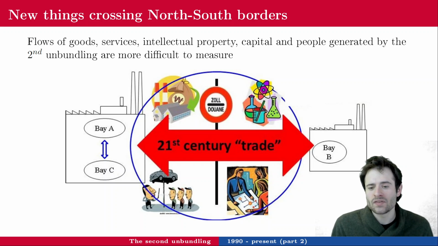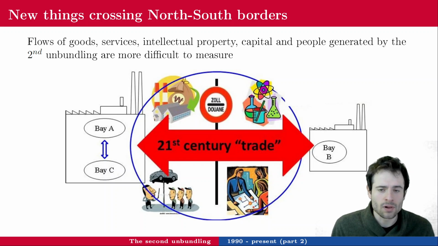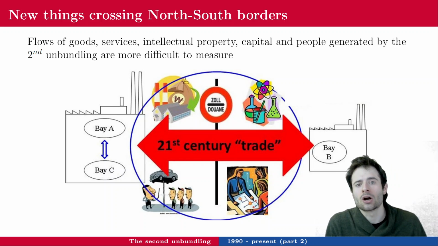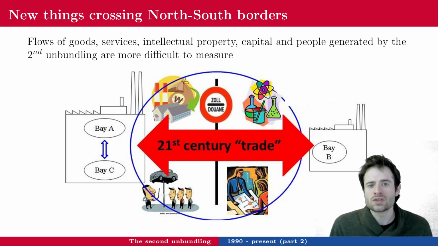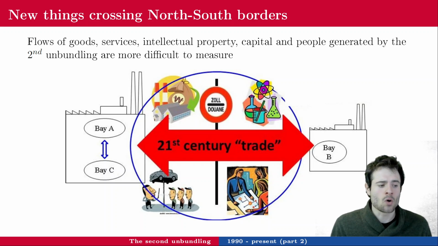And now things are more difficult to measure because we have tangible assets such as goods. So you can count goods in an air cargo. But then you have all those things such as know-how, capital, intellectual properties, and so on, which are crossing borders, which are way harder to quantify.